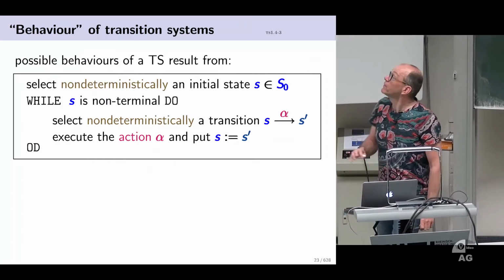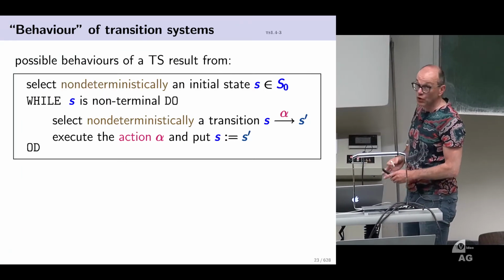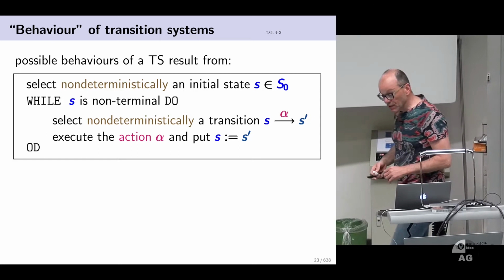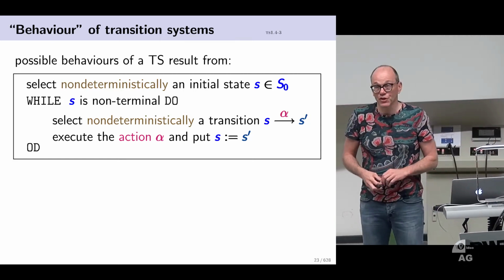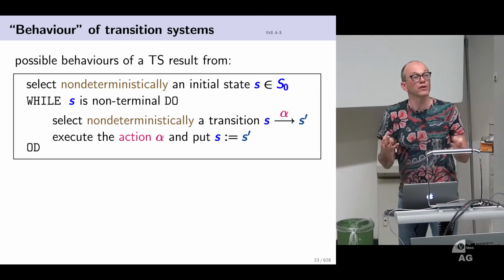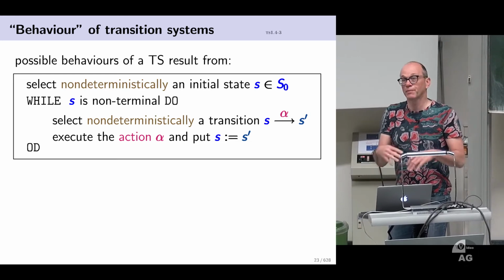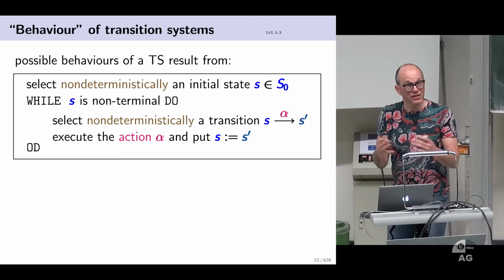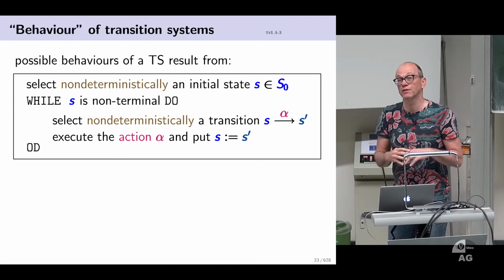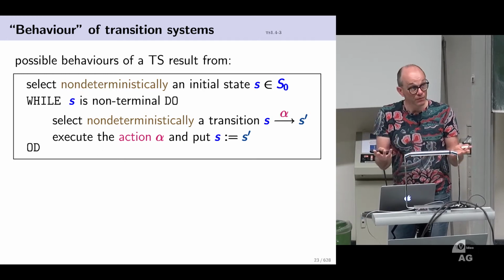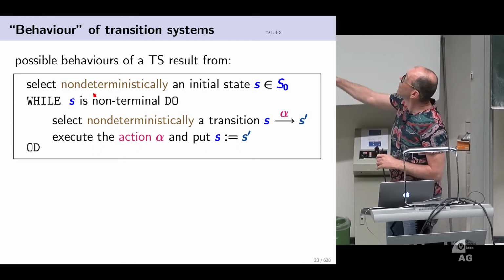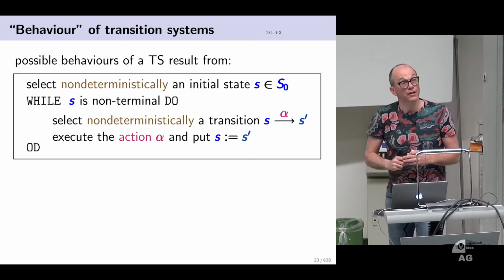So to make this more clear, I hope this is a kind of pseudocode that tells you what is the possible behaviors of a transition system. So first we have to fix where do we start. Now typically we have one initial state and it's clear you start in that initial state. Now suppose there are two, then where do we start? Well, you select this non-deterministically.